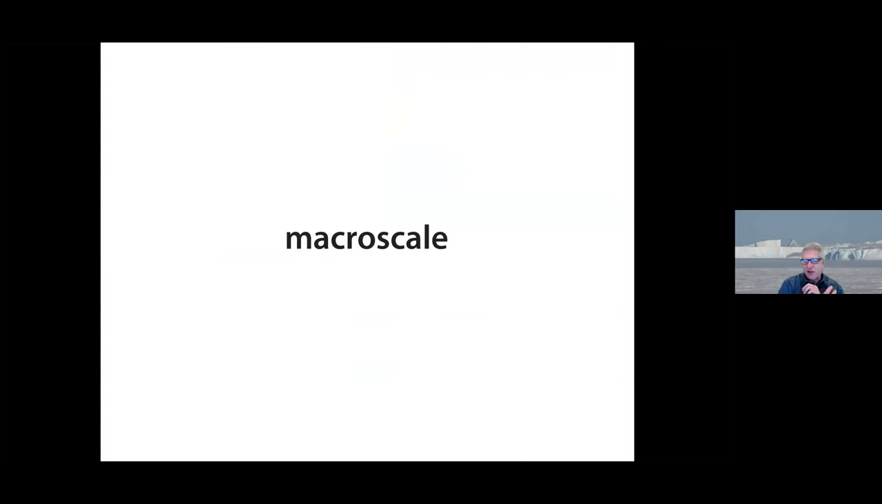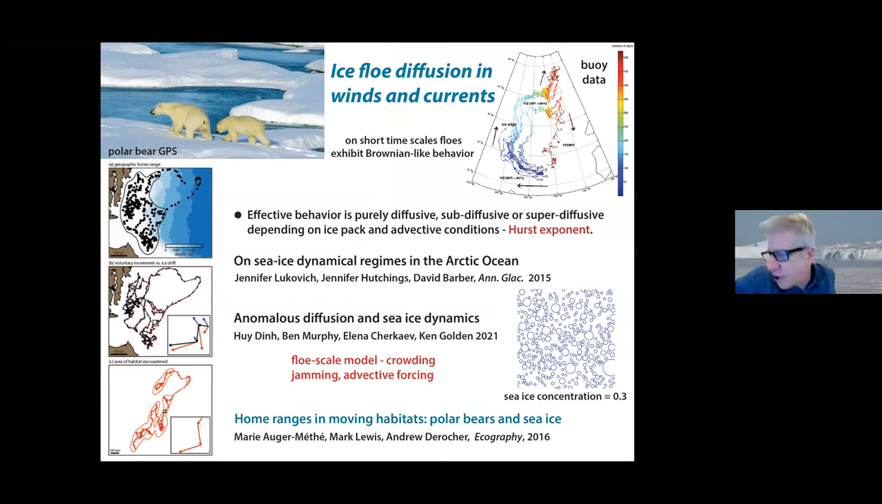Okay, finally, the last little piece here, before I show you the video, is another problem on the macro scale. So here's a big swath of the Arctic Ocean. GPS data on ice floes looks like Brownian motion. However, you can have purely diffusive, subdiffusive, or superdiffusive behavior, depending on the conditions of the ice pack and the advective forcing. And so there was a beautiful paper that I was an editor on, that got me interested in this problem on sea ice dynamical regimes in the Arctic Ocean.